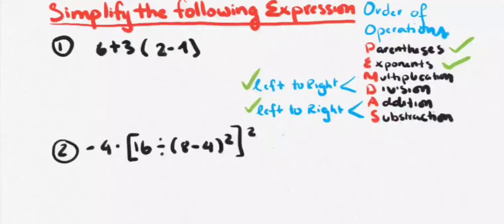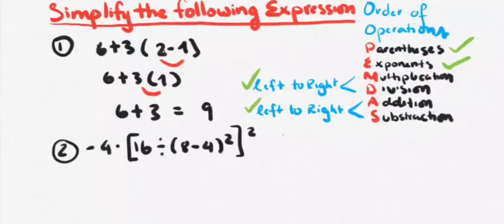The first problem here, we have an expression that contains parentheses. I'm going to do that first. I'm going to take 2 minus 1, and I'm going to end up with 6 plus 3. 2 minus 1 is 1. Next, I'm going to do multiplications. I'm going to do 3 times 1, and I'll end up with 6 plus 3 times 1, which is just 3, and our answer will be 9. And 9 is the simplified form of this expression.